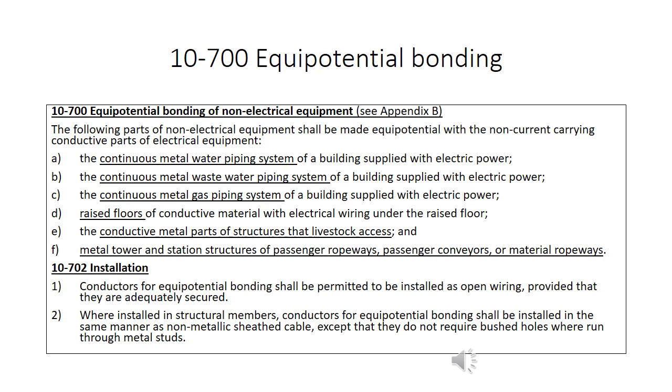10-702, conductors for equal potential bonding shall be permitted to be installed as open wiring, provided that they are adequately secured. Subrule 2, where installed in structural members, conductors for equal potential bonding shall be installed in the same manner as non-metallic sheath cable, except that they do not require bushed holes where run through metal studs.